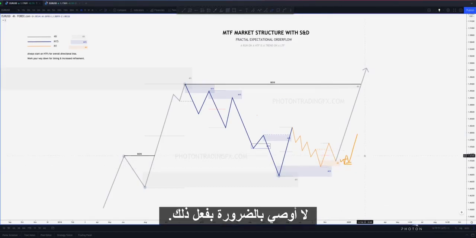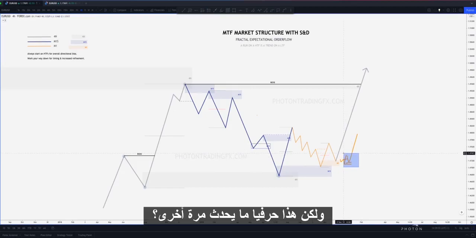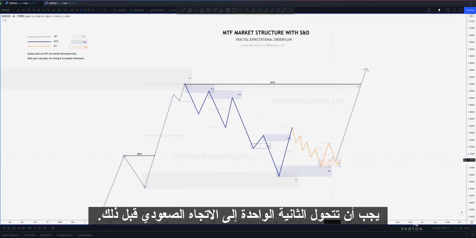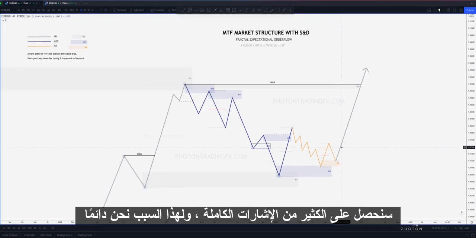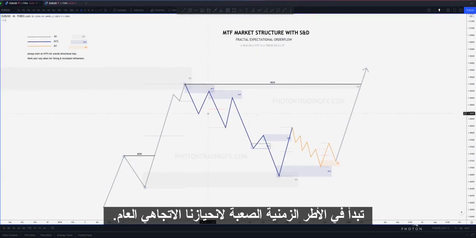I wouldn't necessarily recommend doing that, but that is literally what is happening again and again. The 1 second has to switch bullish before this entire move can happen. It happens first. But of course, you're going to get a hell of a lot more false signals, which is why we always start on the higher time frames for our overall directional bias.